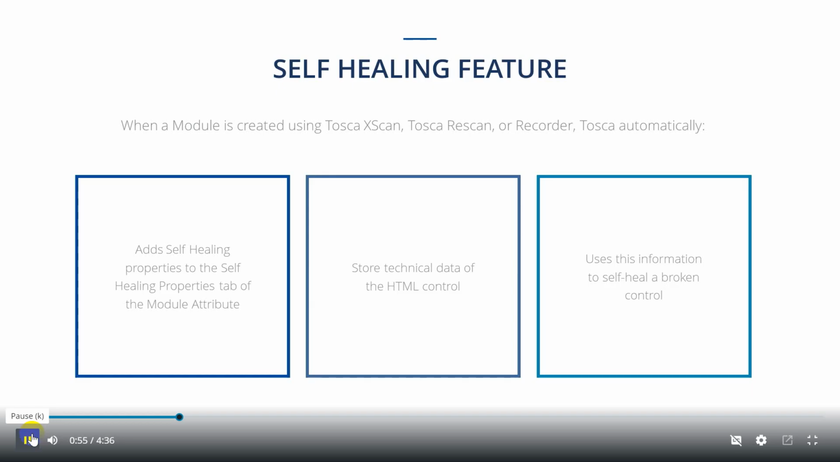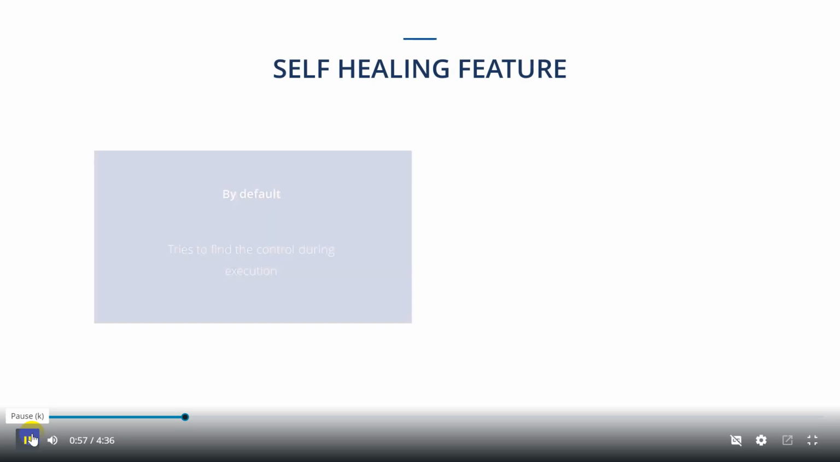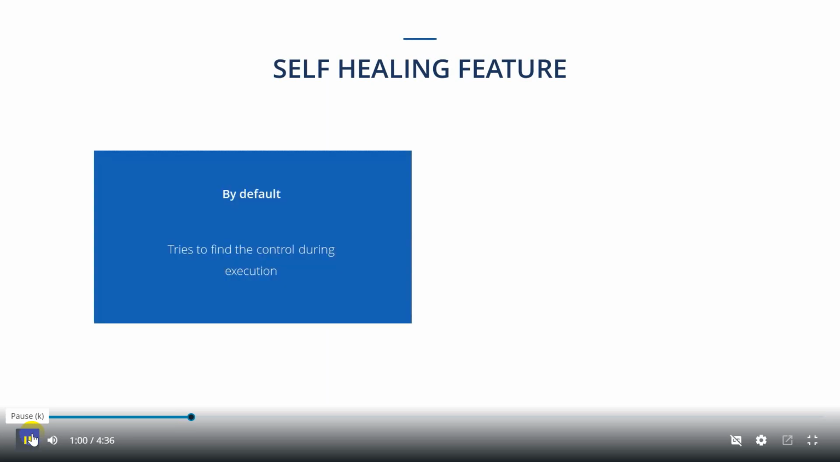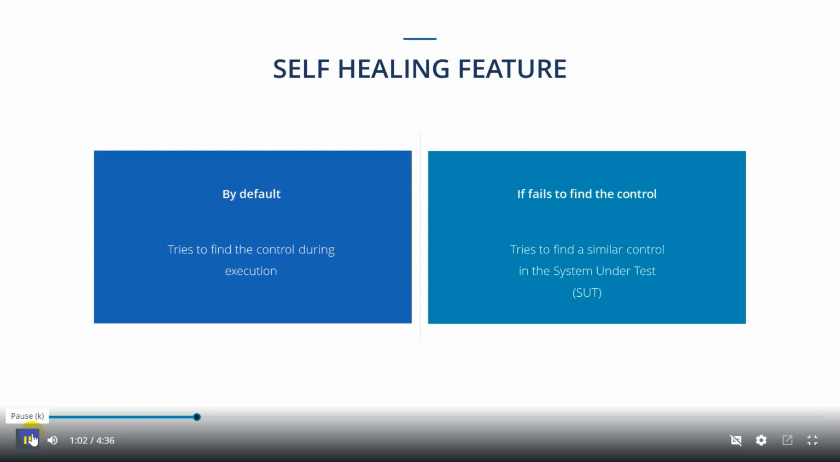If you enable self-healing mode for your test case, then Tosca tries to find the control during execution. If Tosca fails to find it, then it tries to find a similar control in the system under test, or SUT.